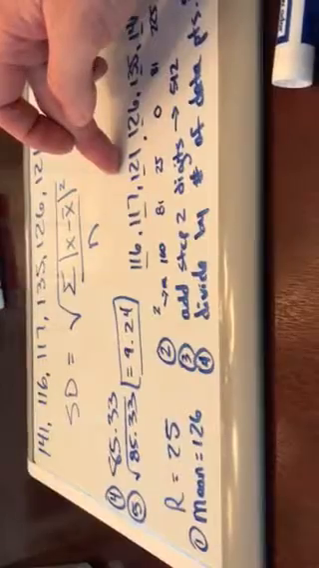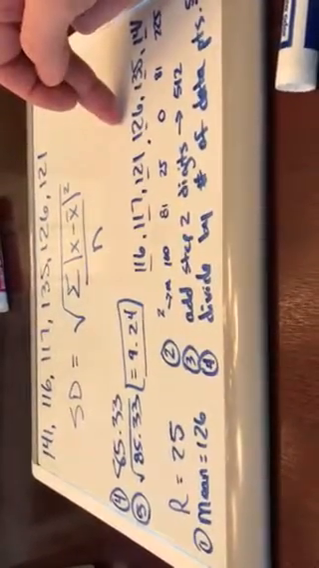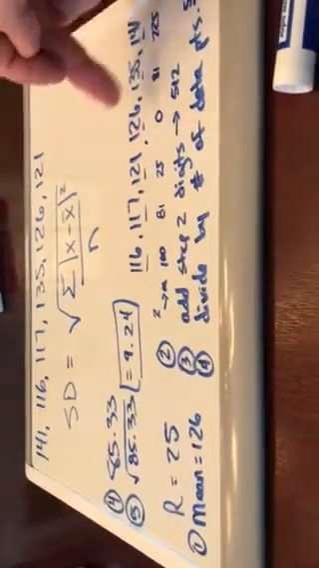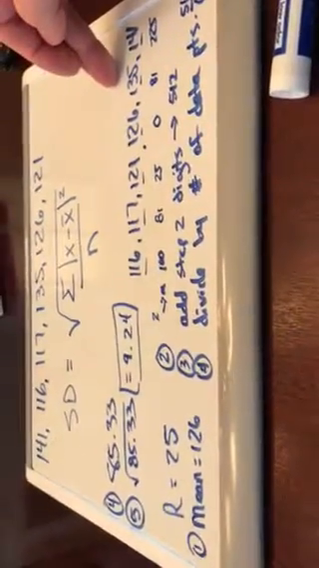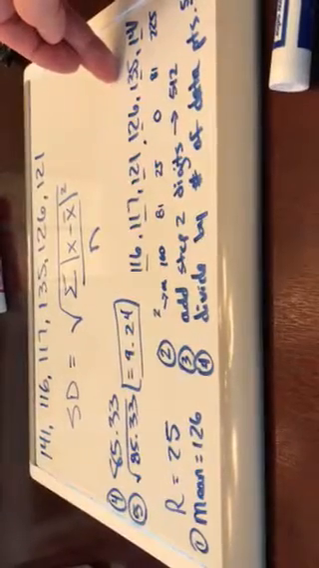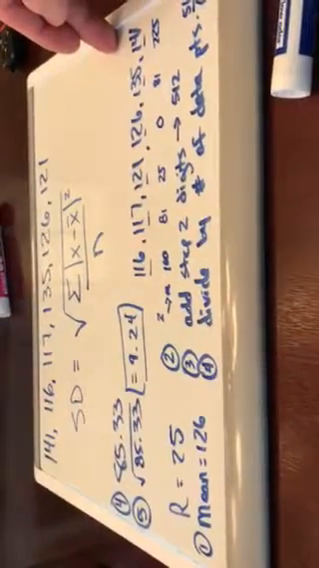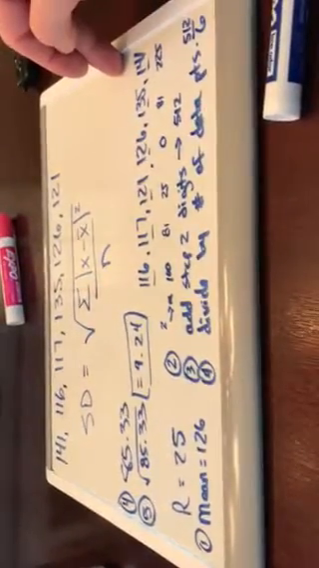126 minus 121 is 5. Squared, that is 25. 126 minus 126 is 0. Squared, that is 0. 135 minus 126, that difference is also 9. Squared, that is 81. And then over here, 141 minus 100.